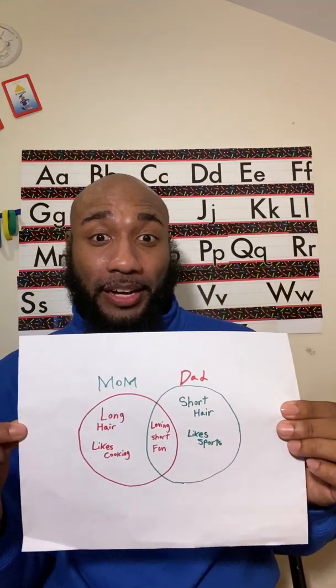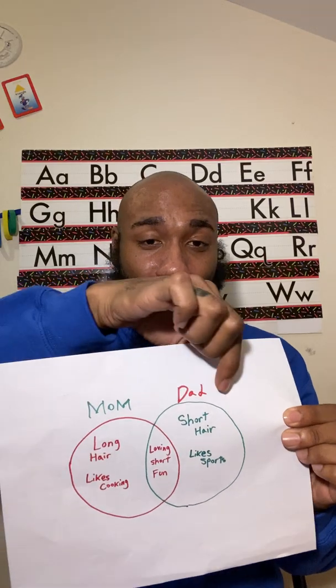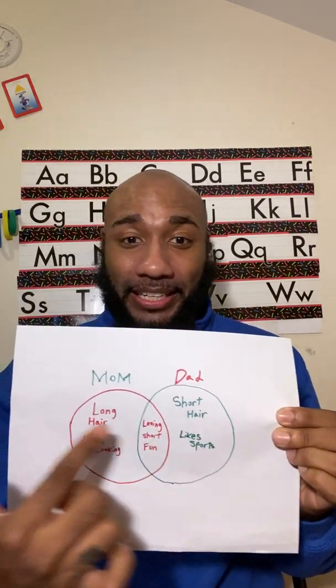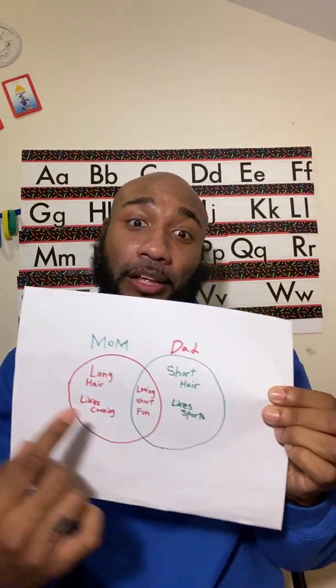You may want to compare a Lamborghini car versus a Corvette. Similarities: one may be smaller than the other. One looks cool. In the middle, they're both fast. You could write fast there.